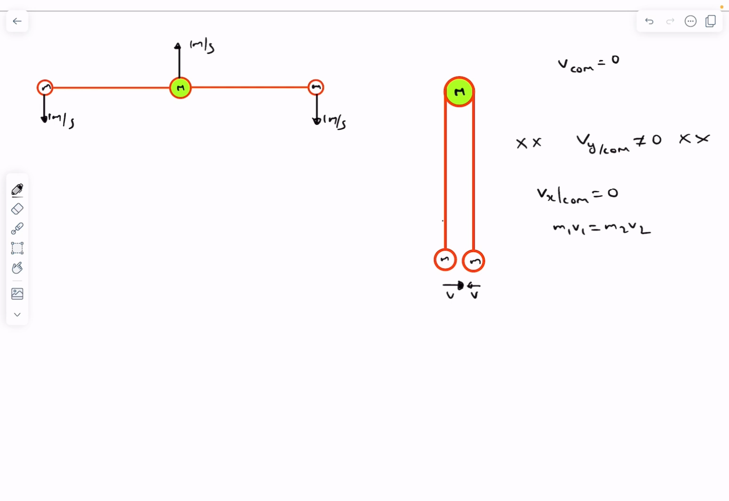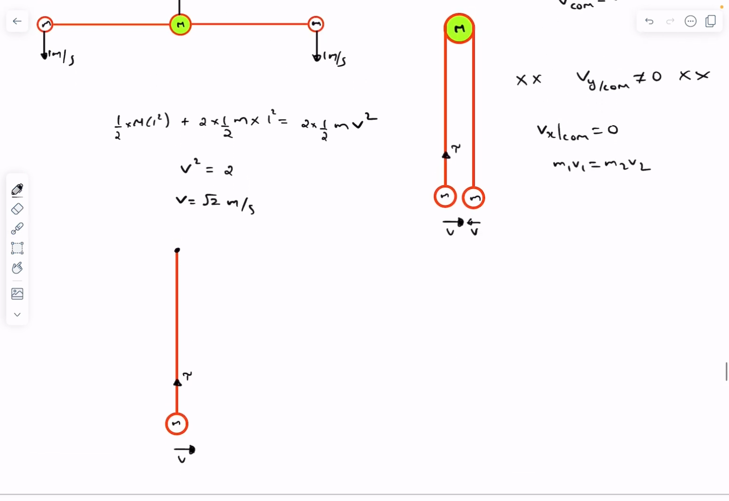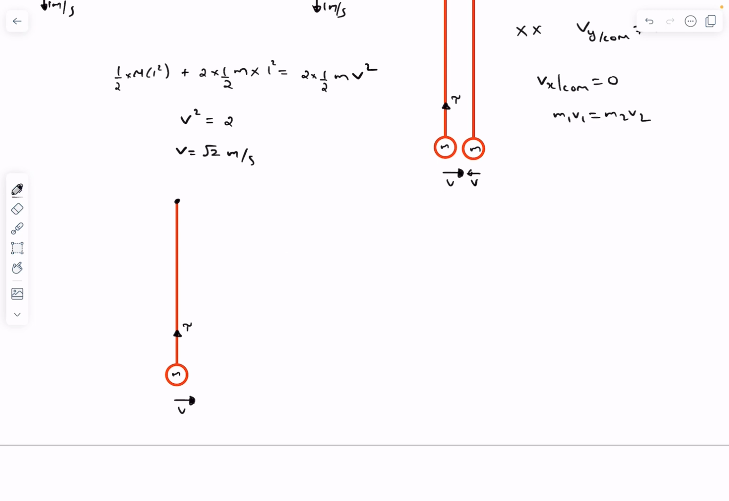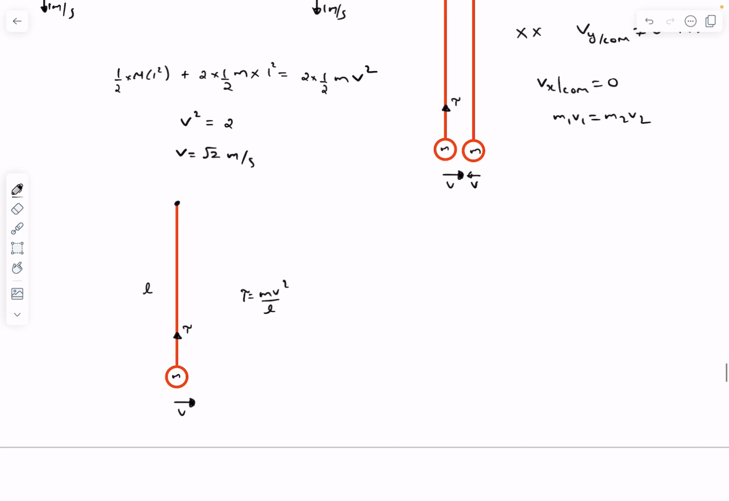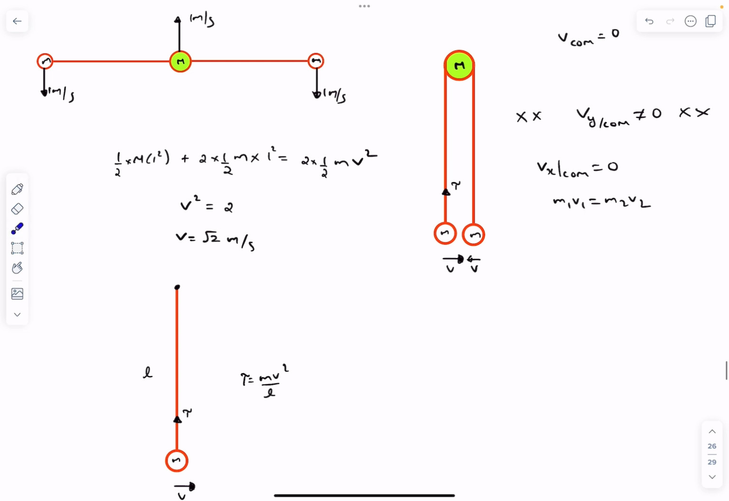Again, the question originally wanted us to find this tension. Now we can figure out v by conserving energy between these two situations. Let's do that real quick. From here we get v squared equals 2, or v equals √2 meters per second. So we figured out the final velocity v. Now another very important point: the string length was given to be L, but here we cannot write T equals mv squared by L. The only reason is that this point over here is actually accelerated.